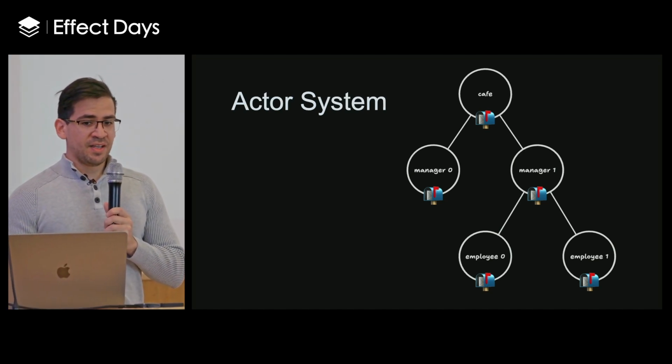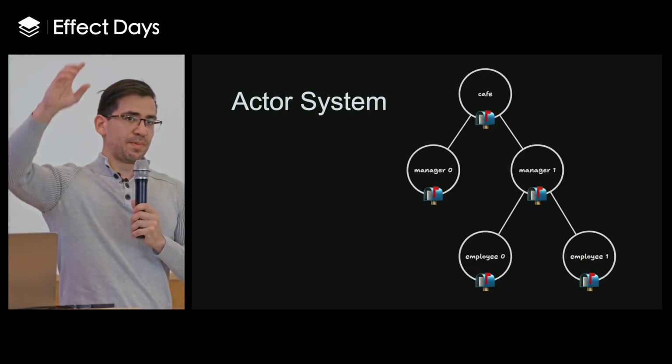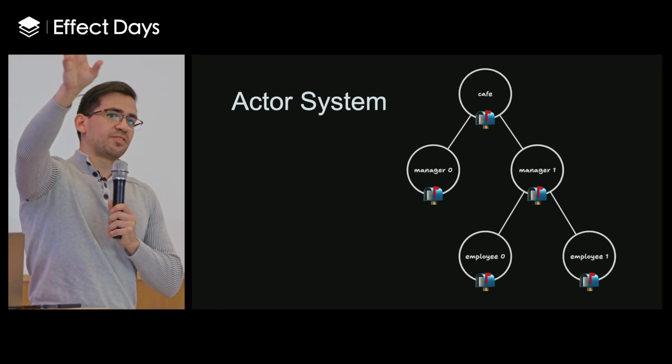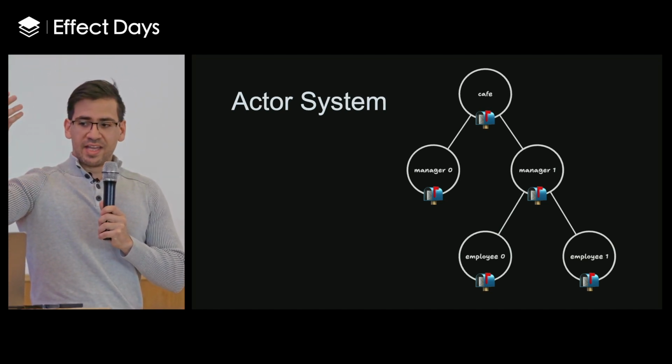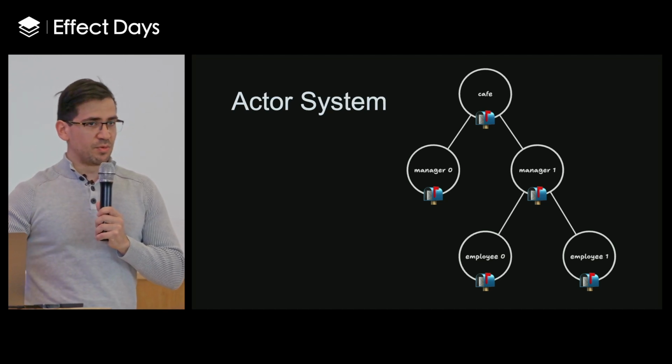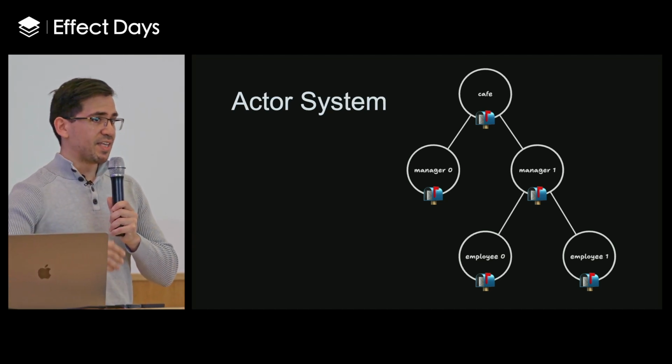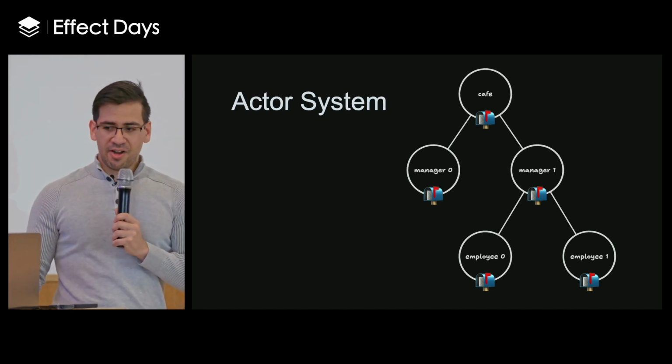Actor systems are groups of actors. Basically, when an actor spawns other actors, then they have references to each other, and they could talk to each other. So they naturally form this sort of hierarchy.